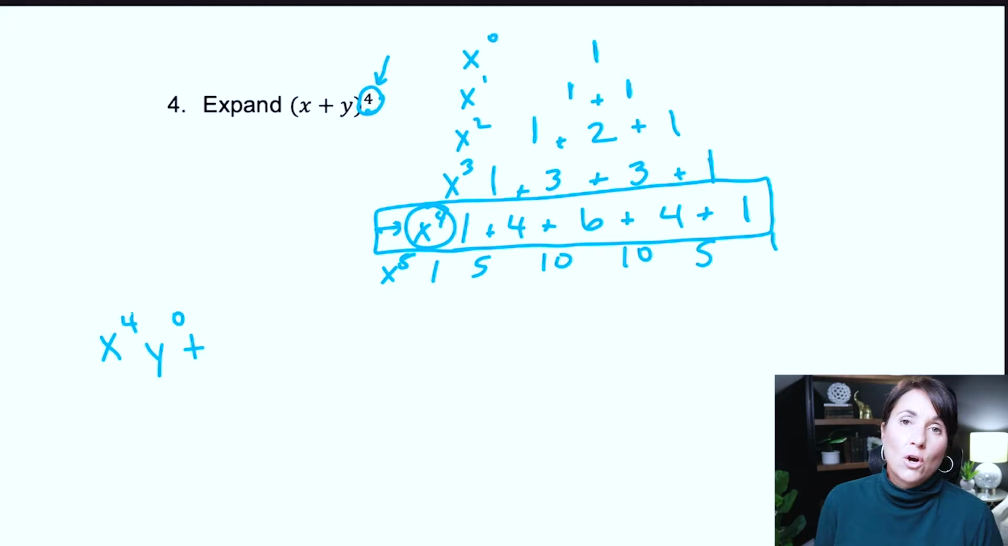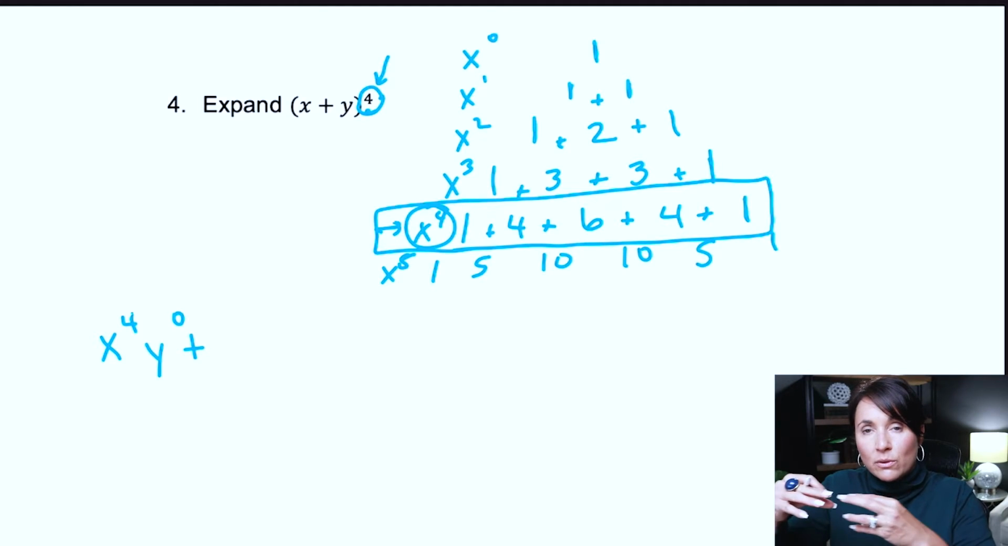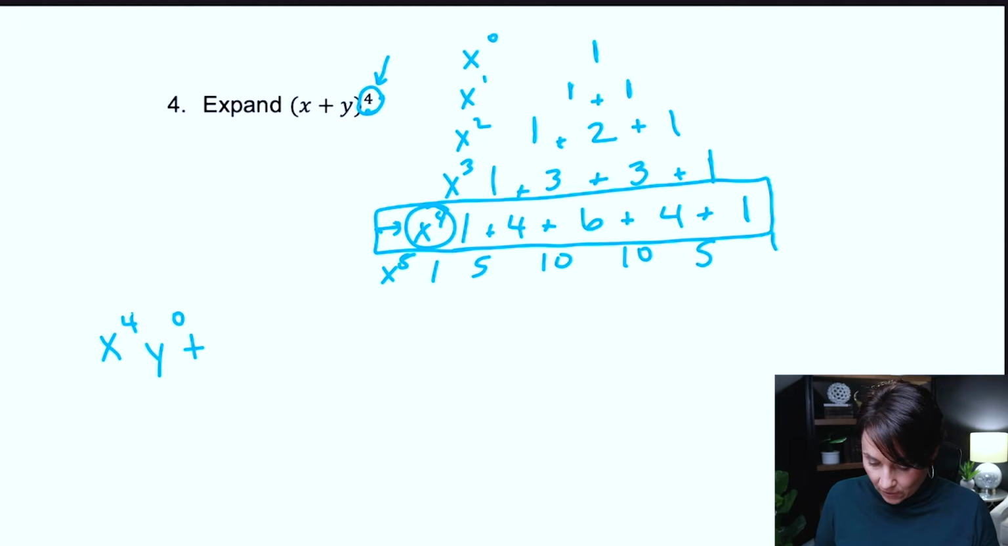Now I know we typically don't write y to the 0. I'm going to fix all of this up in a minute, but I just want to show you the long way so you understand what's going on here. I'm going to leave a little space because I need room for a coefficient there. What's another way I can write x plus y to the fourth? So it's going to be x to the third, y to the 1. Now again, I know we don't write y to the 1, but I just want to leave it there for a second. I'm going to put a plus sign here.